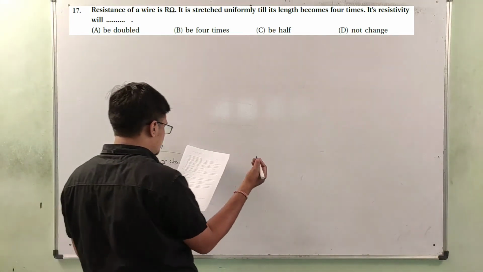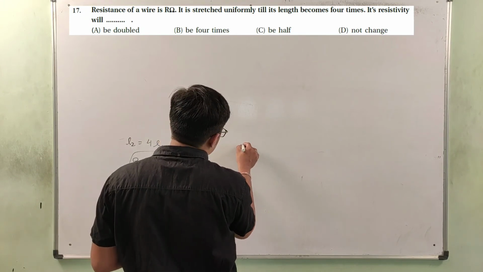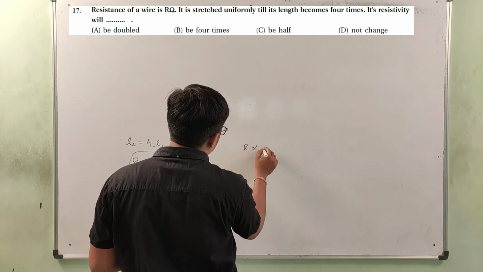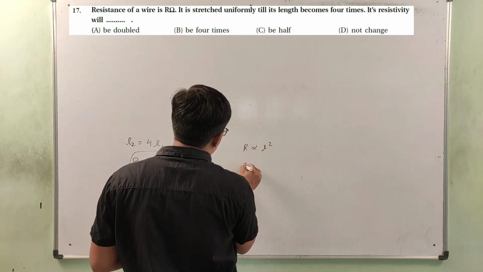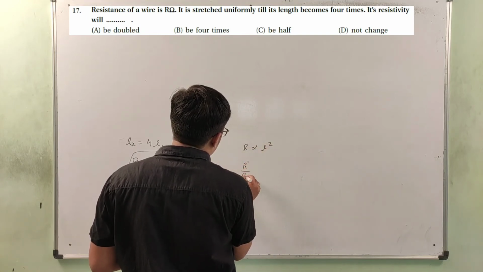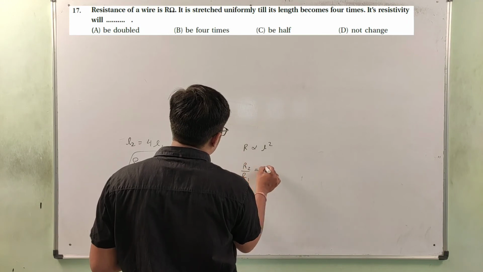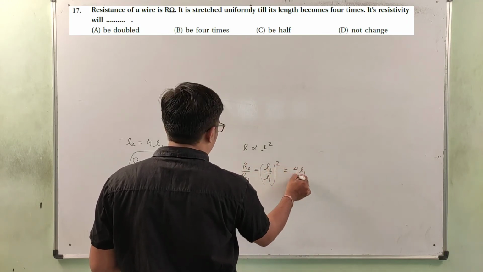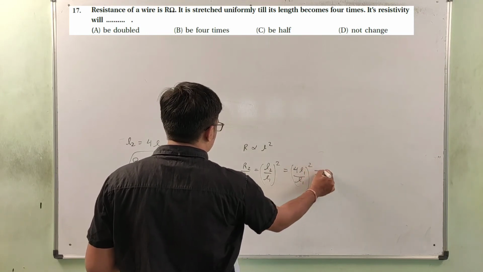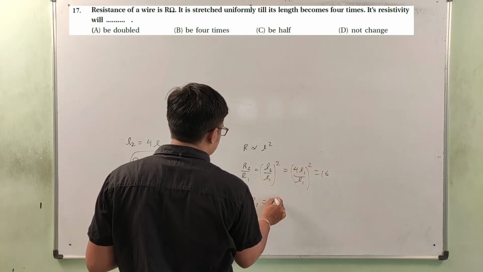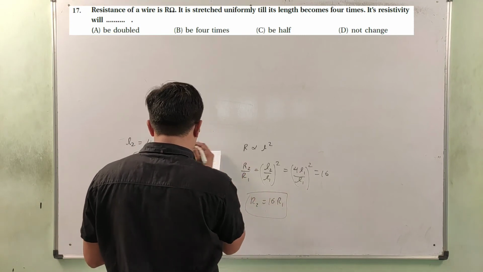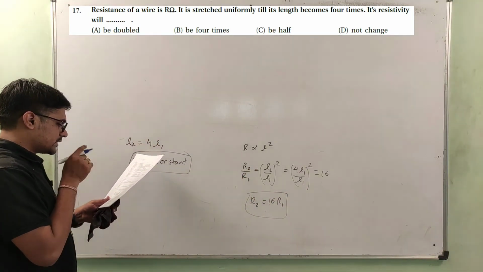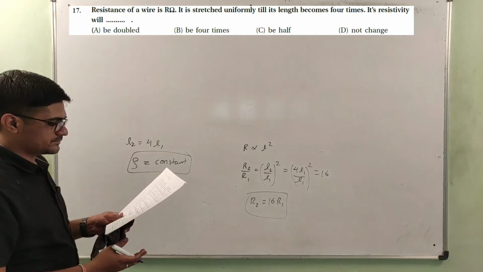If they ask for resistance, then what happens? The resistance is proportional to L square. So the new resistance R dash by R is equal to R2 by R1, which is equal to L2 by L1 whole square. L2 is equal to 4 L1, so 4 L1 by L1 whole square is 4 square, 16. So R2 is equal to 16 into R1. So the new resistance becomes 16 times, but the resistivity remains constant.